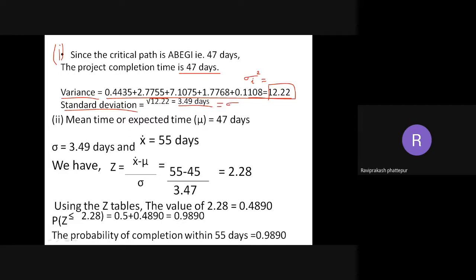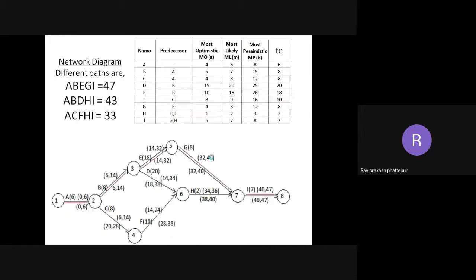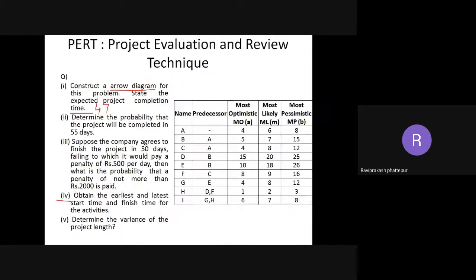This standard deviation, 3.49, we are using in the calculation of the probability. The mean or expected time is 47 days. What is the second question? Second one is 55 days. What is the probability of me completing the whole project in 55 days? Whatever I have got, this 47 will be my mean, and x bar is 55 days.